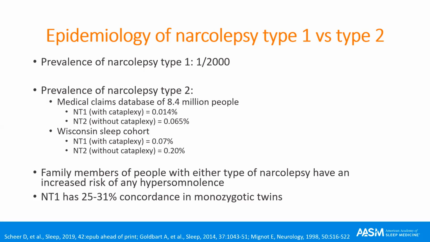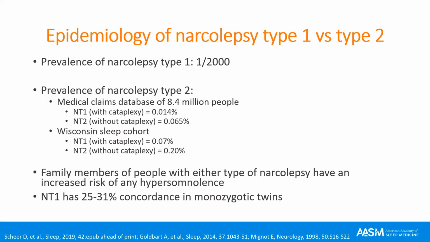There is some familial risk that goes with both narcolepsy type 1 and narcolepsy type 2. We know that in type 1 patients, there's about a 25 to 31% concordance in monozygotic twins. So there is a heritable component. There is clearly an environmental component on top of that to explain the relatively low concordance rate. This is not a disease where it is only genetically determined by any stretch of the imagination.